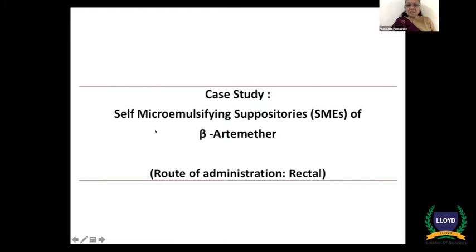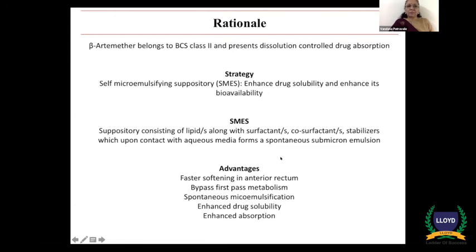Why self-microemulsifying? Because we want the action to be fast. So there are suppositories in the market, but they are no good. This particular drug belongs to BCS class 2, so there are dissolution controlled challenges. Therefore we said we'll make self-microemulsifying systems and make suppositories which are based on SMEs.